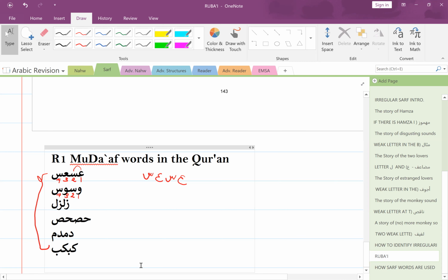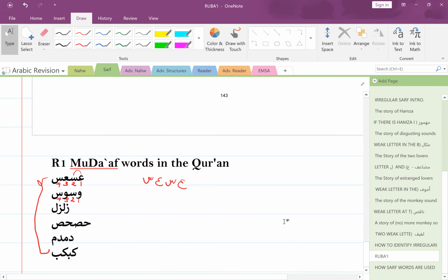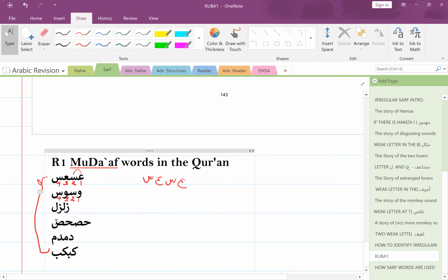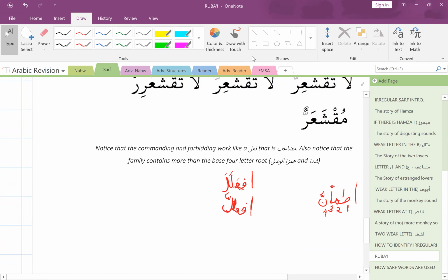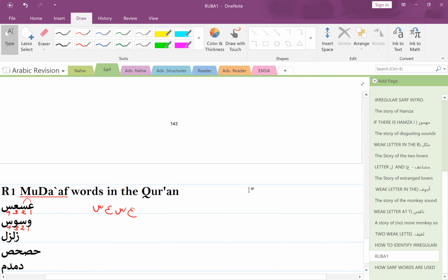And that's basically the end of Rubaa'ii. Any questions on Rubaa'ii? Is that all clear? So when you see these words in the Quran, just know these words are Rubaa'ii. Okay? I think it's pretty clear. It's not really a difficult topic, Rubaa'ii. Pretty straightforward.